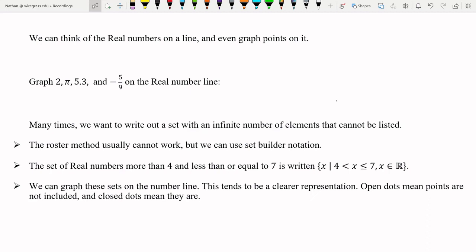We can think of the real numbers on a line, and with that, that means we can graph points, each number as a point on that line. So let's go ahead and try that out with 2, pi, 5.3, and negative 5/9.